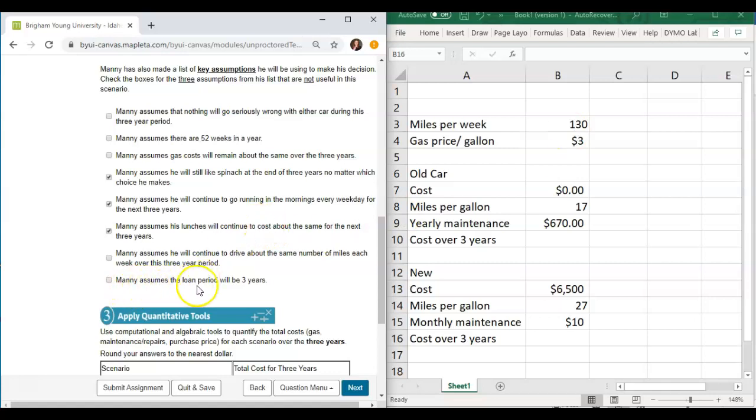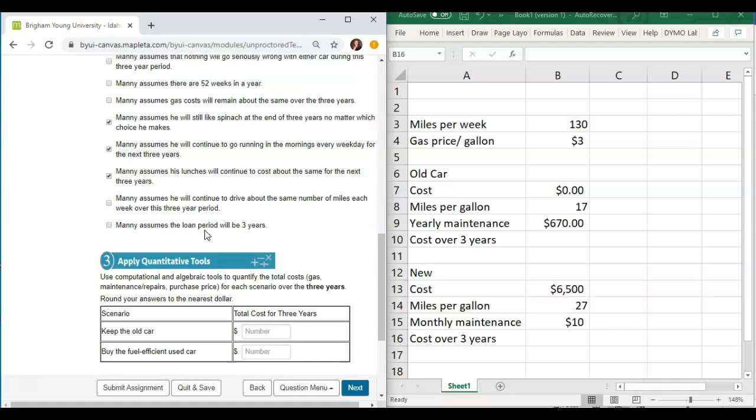The next one, Manny assumes the loan period will be 3 years, which was already told to us, so that was great. It is, and we're going to find that cost over 3 years. So I think we found our 3 red herrings in there.